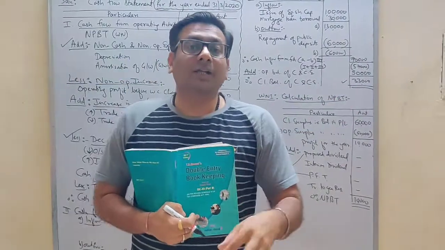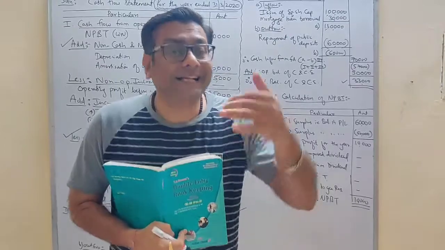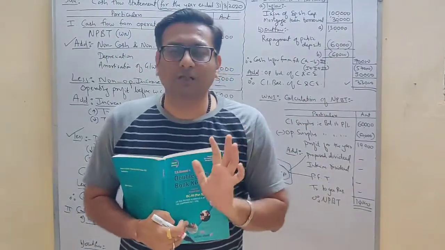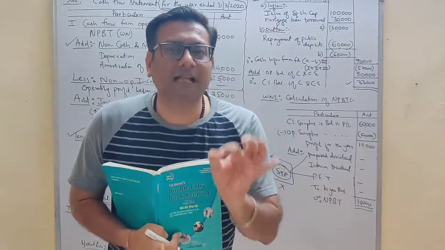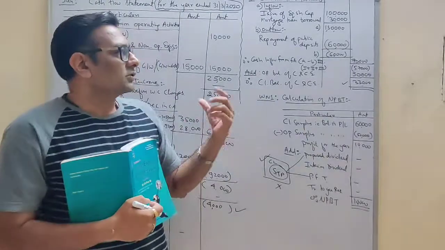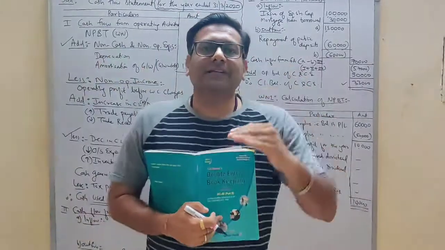This is how you will get to know in the exam itself whether you have done your cash flow statement correctly or not. So the closing balance of cash and cash equivalent is your answer. You can check your answer, students. So this is how we combine all the three activities together.